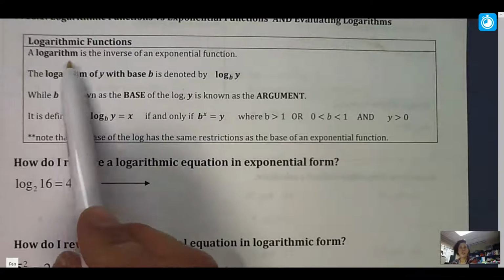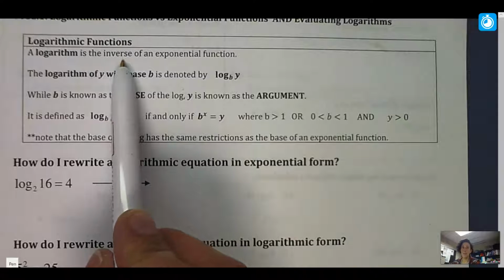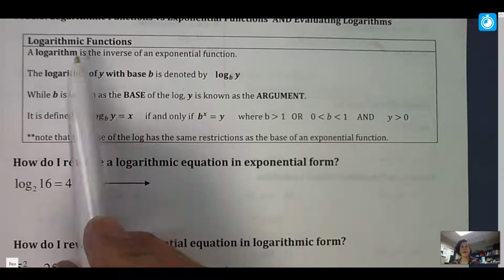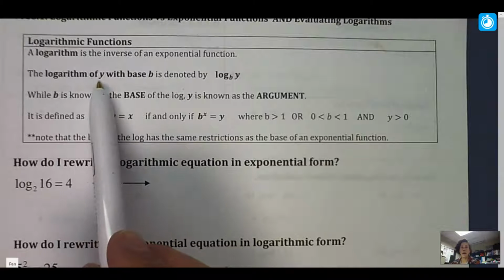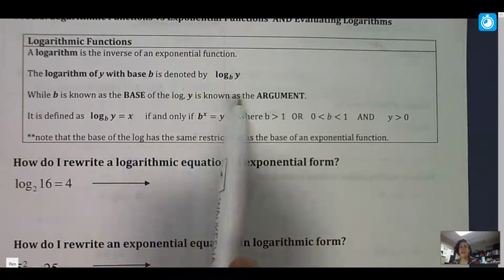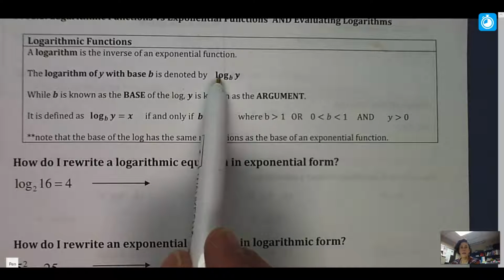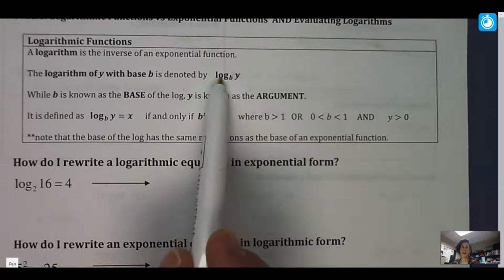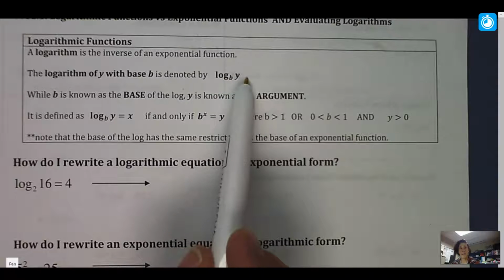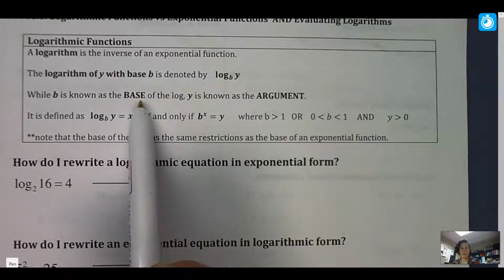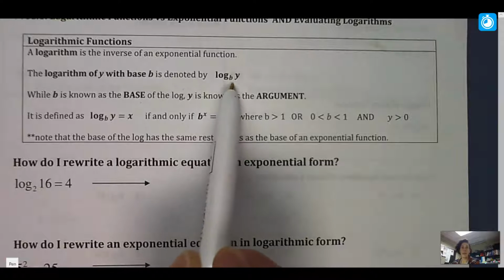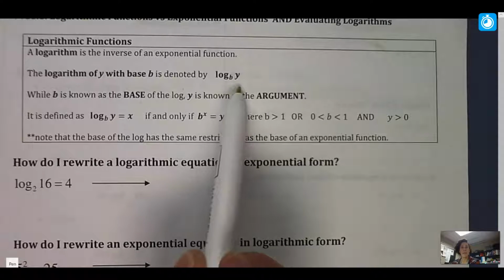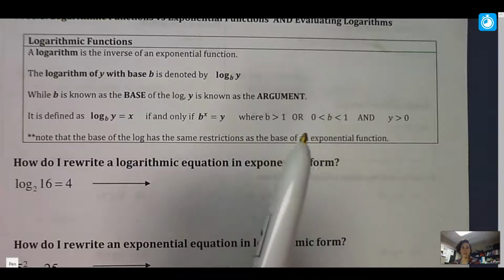A logarithm is just the inverse, which means the opposite, of an exponential function. This is how you say it: the logarithm of y with base b, so log of y with base b. You could also say log with base b of y. But b is known as the base of the log. It's this little sub number. And y, whatever's behind that, is called the argument.